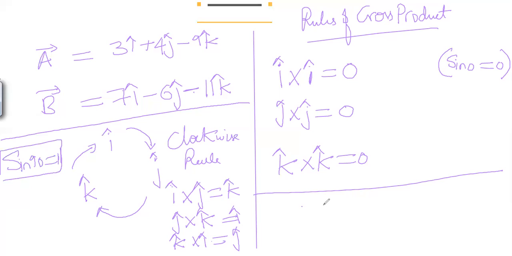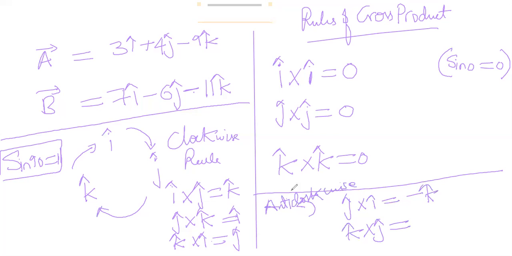Now the anti-cross product rules. Anti-cross product is anti-clockwise rules. Anti-clockwise, if I do J cap cross I cap, what would I get? Minus K cap. Anti-clockwise rules are ulta, the opposite. So what will I get here similarly? K cap, I have to multiply like this. I am multiplying ulta. K cap cross J cap will also give you minus I cap.